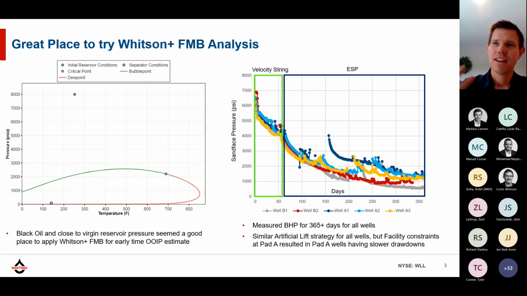So essentially, I have measured data for the entirety of well life, at least so far, at least until we go to rods, then that'll probably stop. But so far I have a little more than a year at this point of measured pressure data.